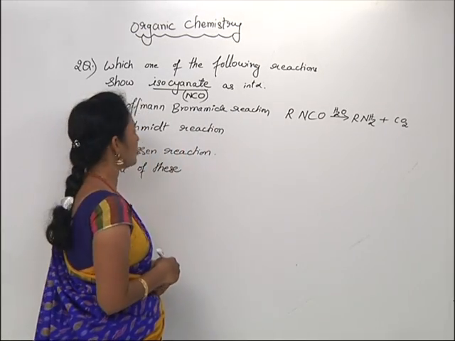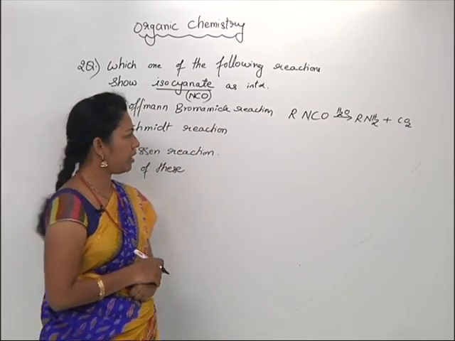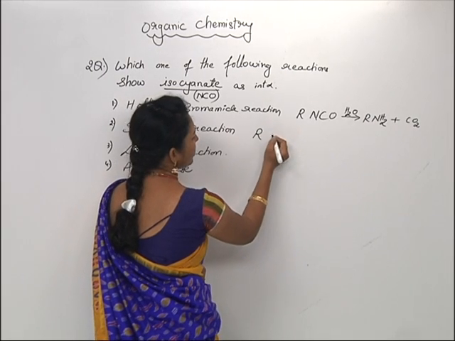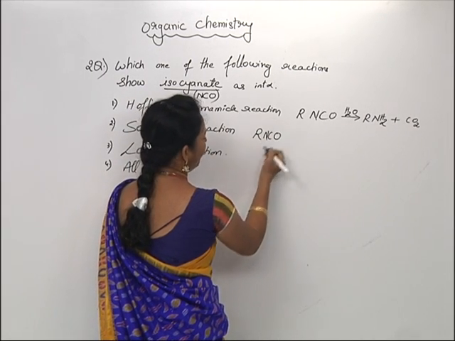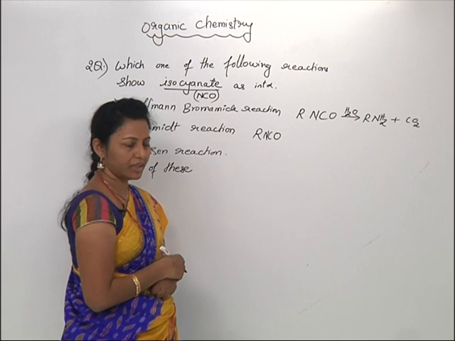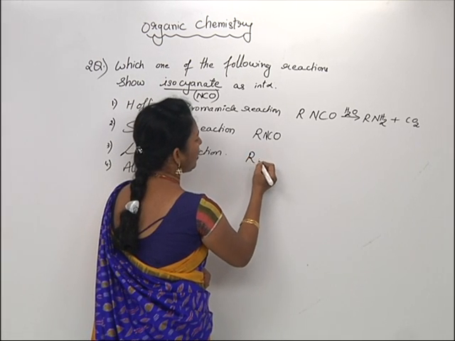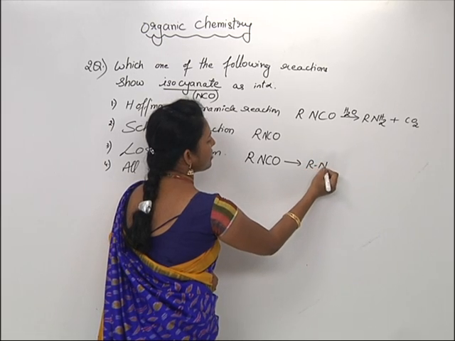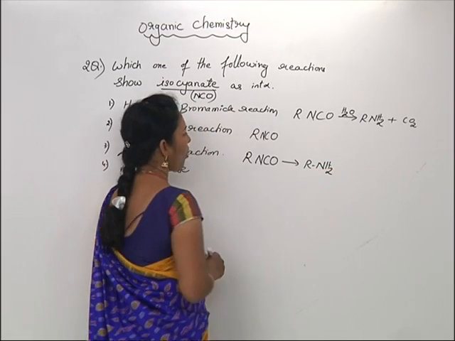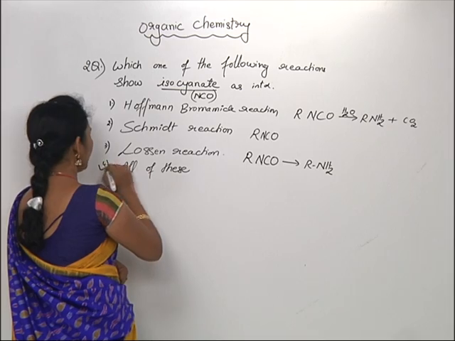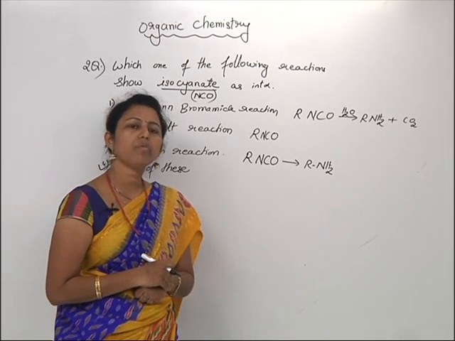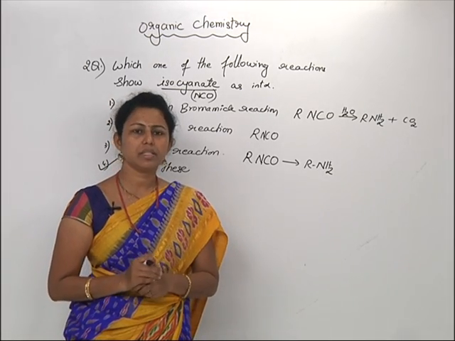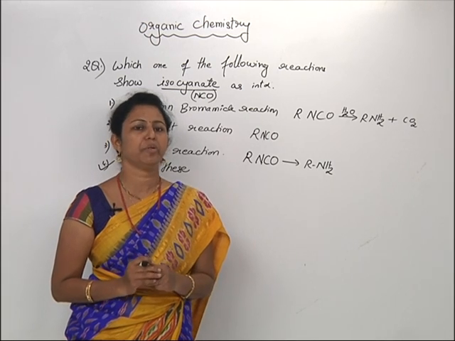And this we can also see in Schmidt reaction, where it also produces the isocyanate intermediate, NCO. Or we can also see it in Lossen reaction, which we use for the preparation of primary amines. So in that way we can opt for all of these as the option, because in all of these named reactions we can see isocyanate as an intermediate.